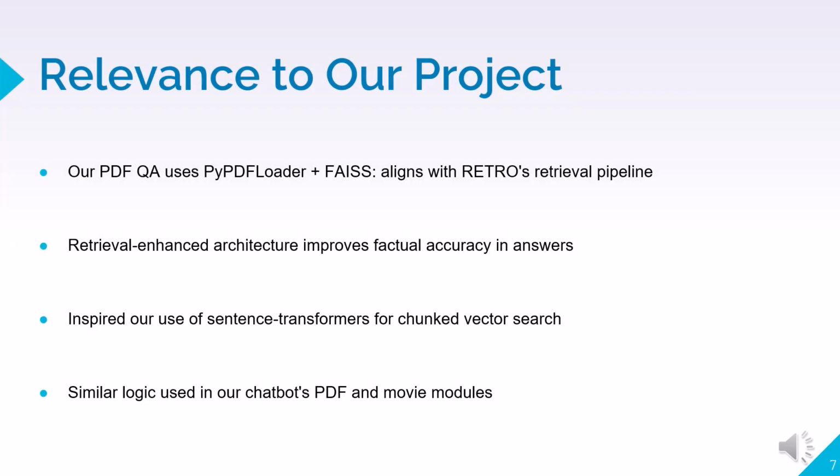This paper is super relevant to our chatbot. In our PDF Q&A module, we use PyPDFLoader and FAISS to create a chunked vector store, which is basically what Retro does. Their retrieval enhanced architecture inspired us to use sentence transformers for chunked search. We use similar logic in both our movie recommendation and PDF answering modules, routing queries and pulling in relevant text chunks.